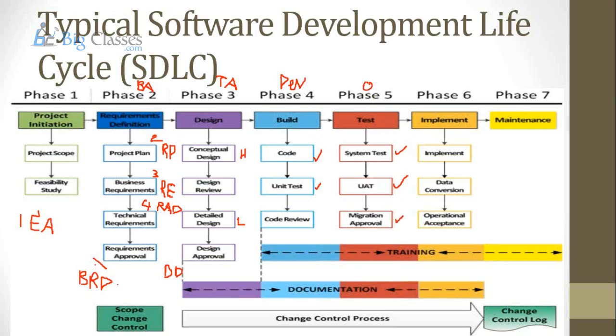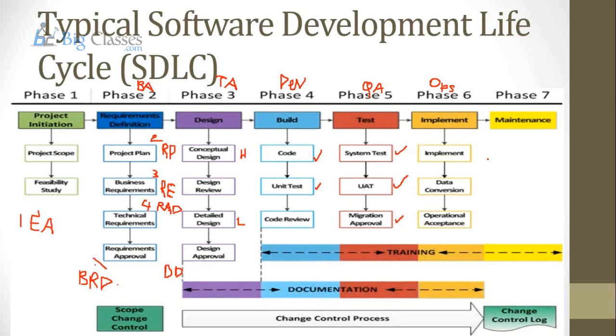So phase 5 is primarily the QA team, and once the migration approval is done, then it would be the ops team. The ops team would set up the application in the production environment. So if some users need to be created, or some data needs to be migrated into the system, or a client machine has to be installed in all those branch locations, all those activities would be done.